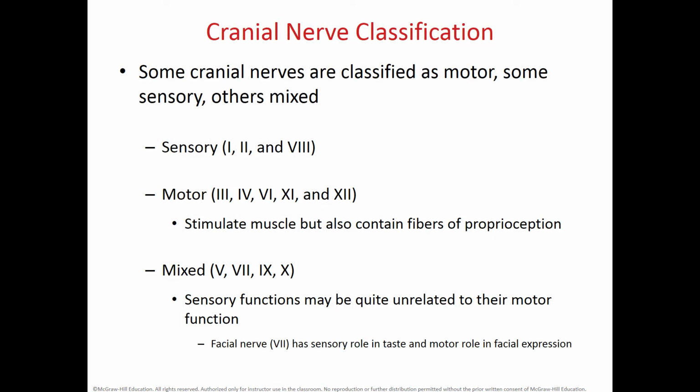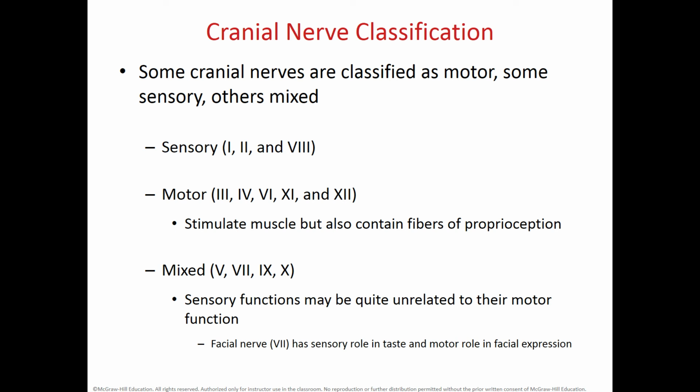Now, the classification of the cranial nerves according to the information that they process is called motor, sensory, or mixed. So sensory nerves, the only ones that receive afferent information, are cranial nerve number 1, which is olfactory, the one that makes us smell, cranial nerve number 2, or optic, the one that makes us see, and cranial nerve number 8, the one that makes us hear and maintain balance and equilibrium.